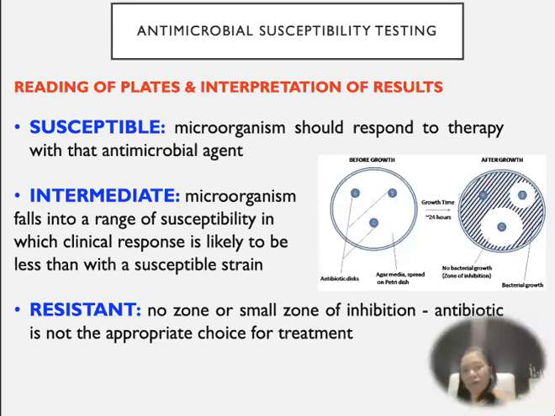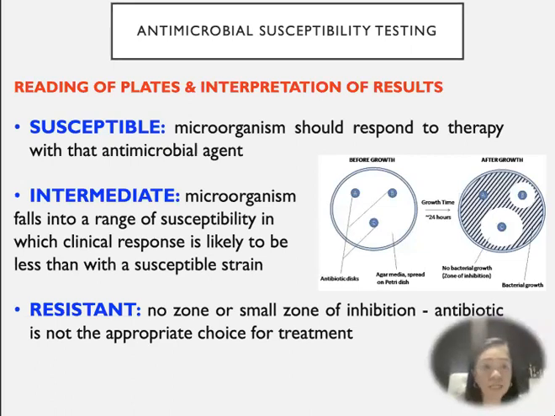Pero like for example, ang nakalagay is from 20 to 30 mm ang susceptible. Tapos hindi siya nakaabot, nandun na siya sa 18 mm. Dako naman na kayo, pero hindi siya umabot sa susceptible. So saan natin siya ilalagay? Baka mahulog siya dun sa intermediate. So, pag intermediate, yung reaction ng organism sa antibiotic falls into a range of susceptibility pero less than the susceptible strain. Effective din siya, pero kailangan nito ng mahabang treatment.